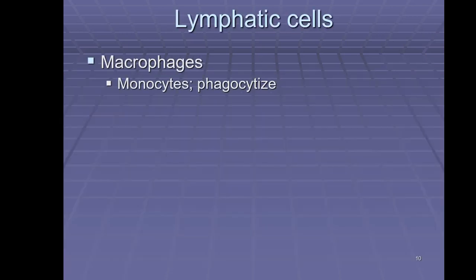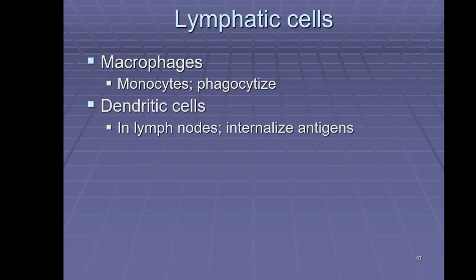All right, so that's it about the vessels. Let's talk about the cells. So the major lymphatic cells are going to be macrophages, which just phagocytize things. They're derived from monocytes. Dendritic cells, which tear down or break down antigens or intruders that get into the body.